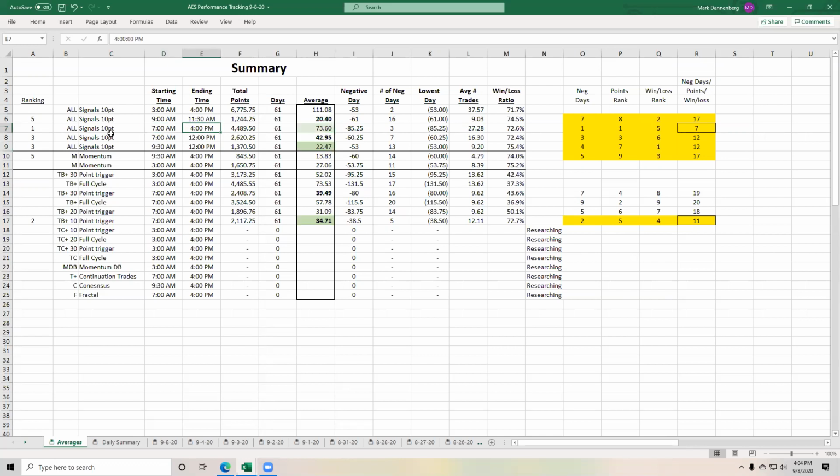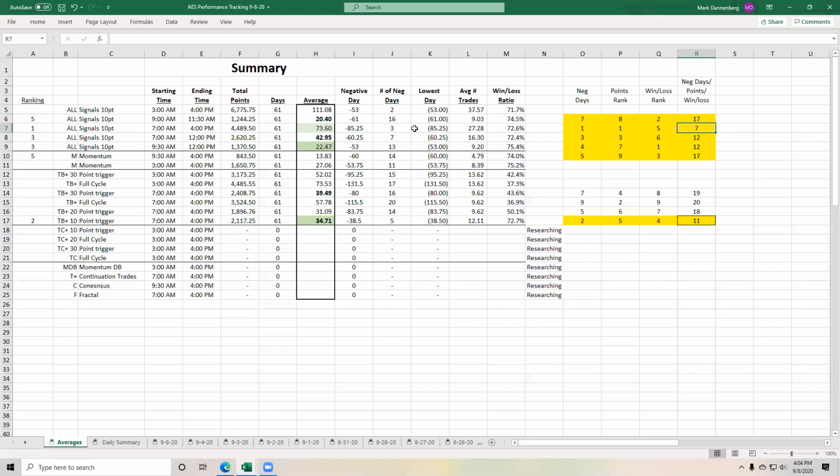We stack ranked several of the categories. How many negative days has each category had? What is the total points in each category? What is the win-loss ratio in each category? And then we added up the ranking values of each of those methods and timeframes that we track. And the total accumulated value, the one with the lowest value, is, in our interpretation, the optimum approach to trading.